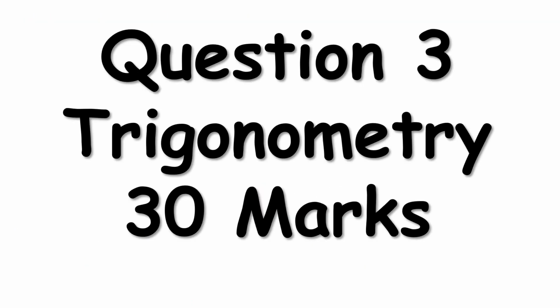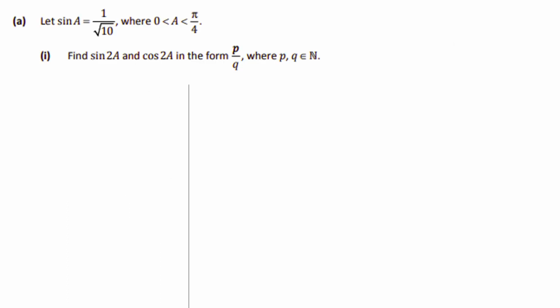So question 3 is a trigonometry question and it was worth 30 marks. Let sine A equals 1 over root 10, where A is between 0 and pi over 4. So that is bigger than 0, but smaller than pi over 4, which is 45 degrees. Find sine 2A and cos 2A in the form P over Q. Now, it seems like a big ask, given one piece of information, to look for sine 2A and cos 2A. Where you need to go is the identities pages, page 14 and page 15 mainly in your log tables.